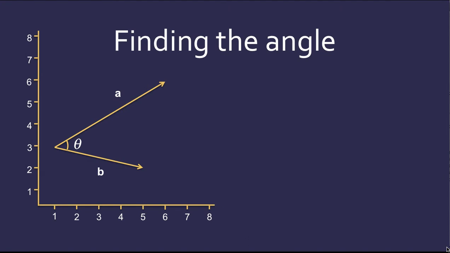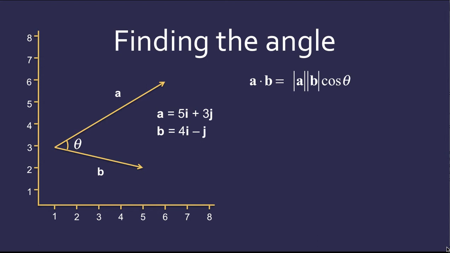The dot product turns out to be a very convenient and practical way of finding the angle between any two vectors. In this example, we have two vectors, A equal to 5i plus 3j and B equal to 4i minus j. From our earlier definition, we know that A dot B is equal to the product of the magnitude of these two vectors and the cosine of the angle between them.